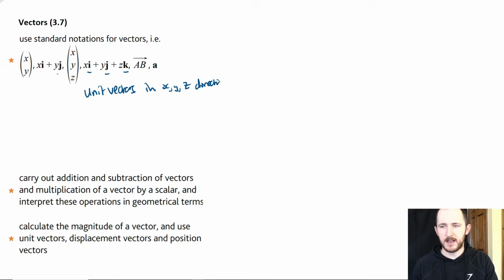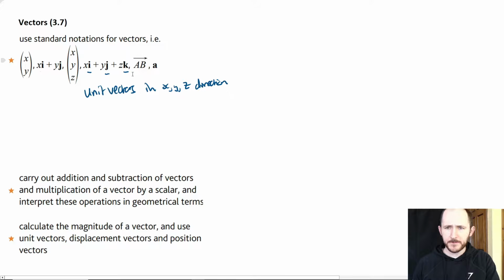So effectively, the x value might be, let's say, 4. i means you're going 4 in the x direction. 3j would be 3 in the j direction. Negative 3k would be minus 3 in the z direction. So it literally just provides the direction.